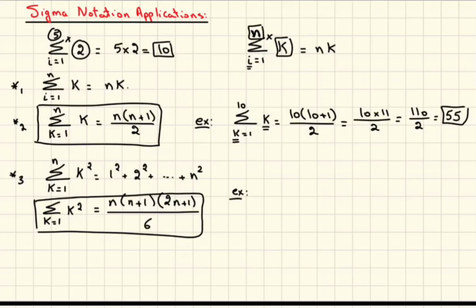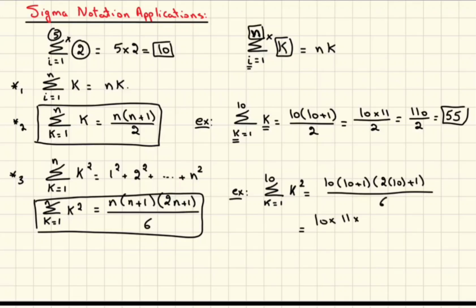For example, sigma from k equals 1 to 10 of k squared. If I don't have a calculator and I want to calculate this one, I use n, which is 10 in this case. So 10 multiplied by 10 plus 1 multiplied by 2 times 10 plus 1 over 6. Now I have 10 multiplied by 11 multiplied by 20 plus 1, which is 21, over 6.